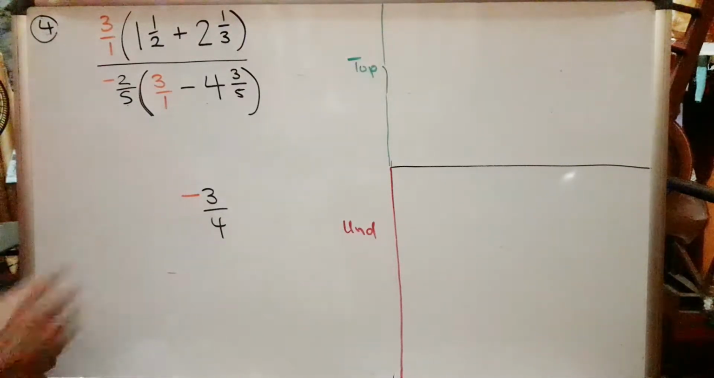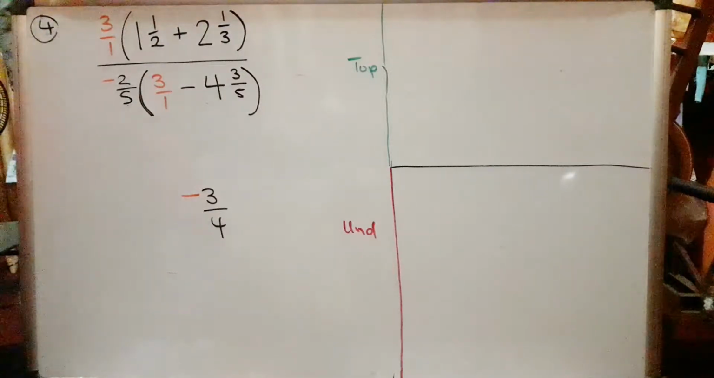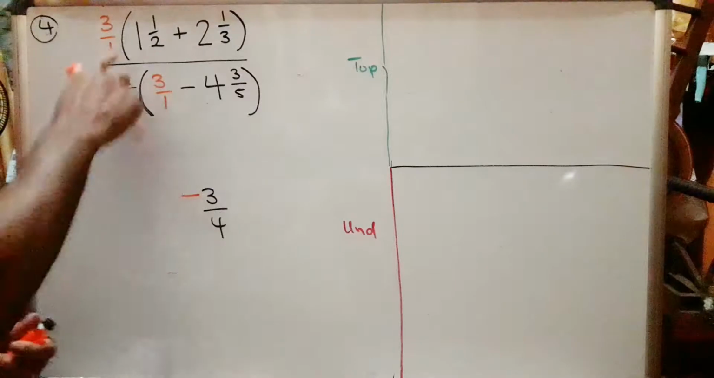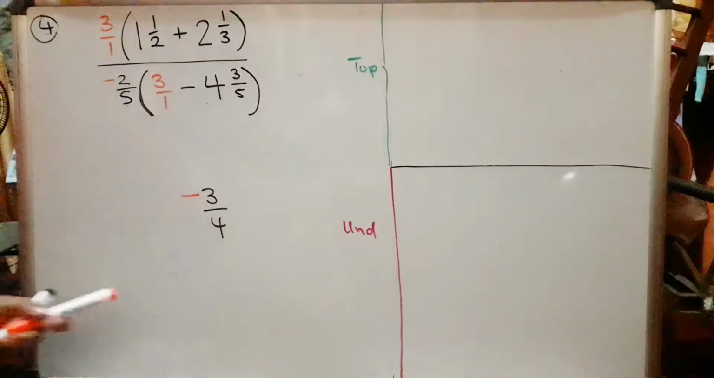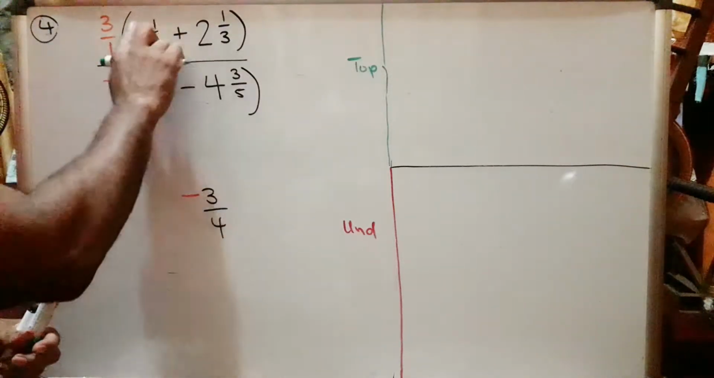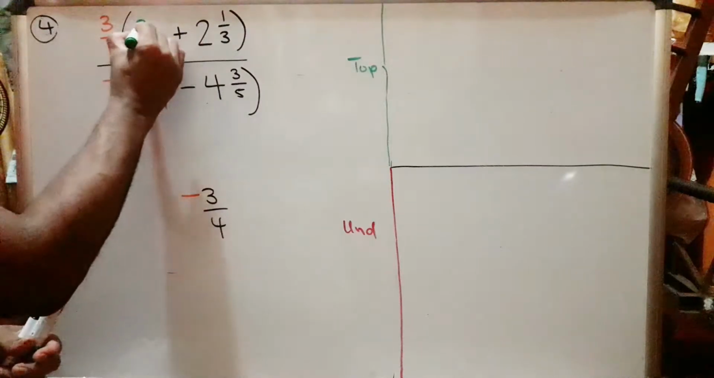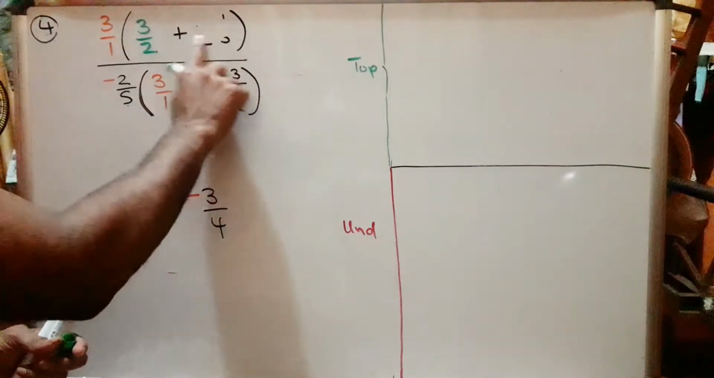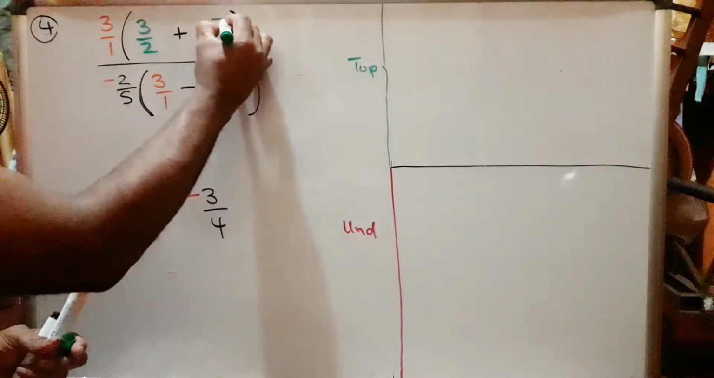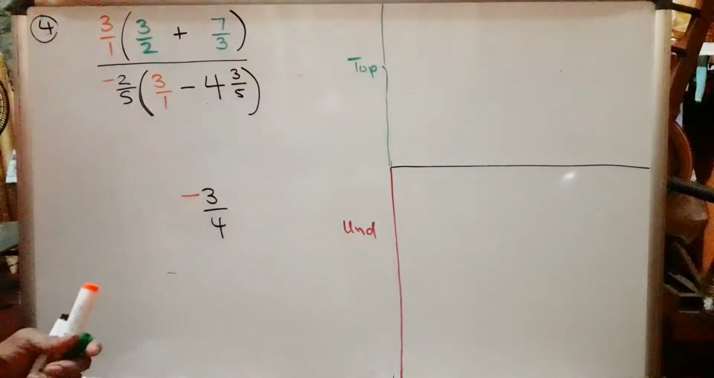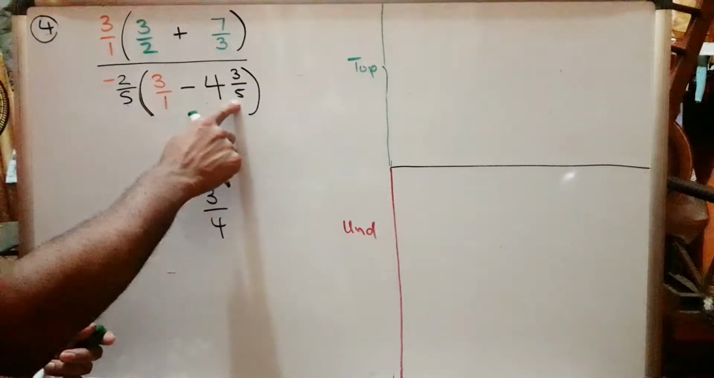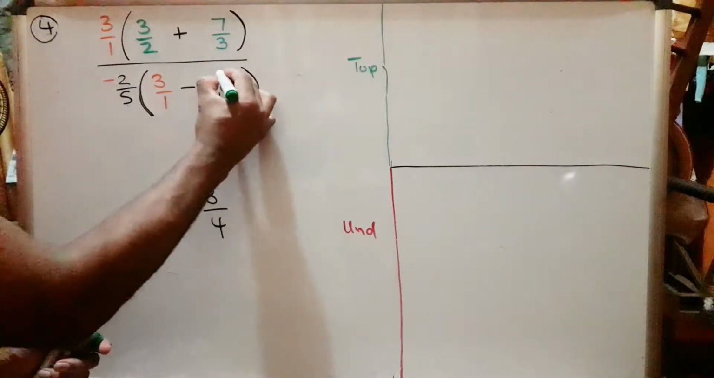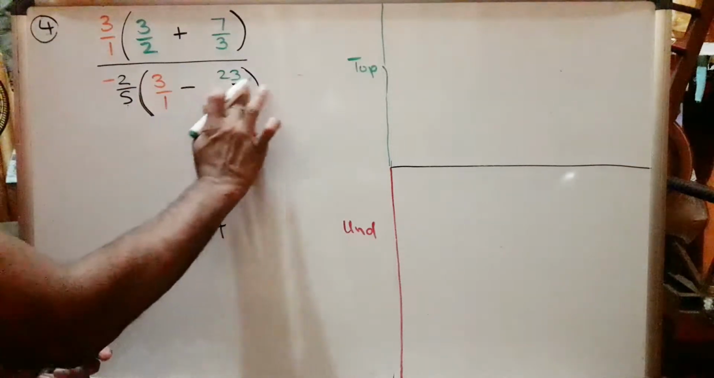Okay, let's get rid of these mixed fractions. They are going to cause a problem in my opinion. So 1 by 2 is 2 plus 1 is 3. We are going to get 3 on 2. 2 by 3 is 6. 6 plus 1 is 7. So we're going to get 7 on 3. 4 by 5 is 20. 20 plus 3 is 23. Right?